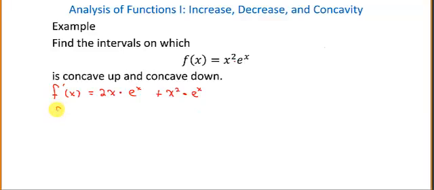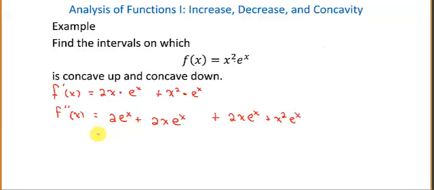So let's do that. Now notice in the second derivative we have two terms, each of them a product, 2x times e to the x and x squared times e to the x. So we'll have to use the product rule on each of these terms. We've already taken the derivative of x squared times e to the x, so let's just write that down: 2x e to the x plus x squared e to the x. Now we just have to take the derivative of this first term. Using the product rule, take the derivative of 2x, that's 2, times e to the x, plus 2x times the derivative of e to the x, which is e to the x.